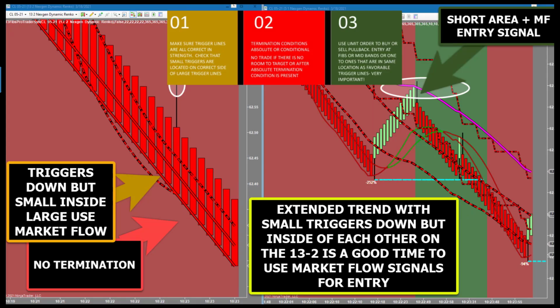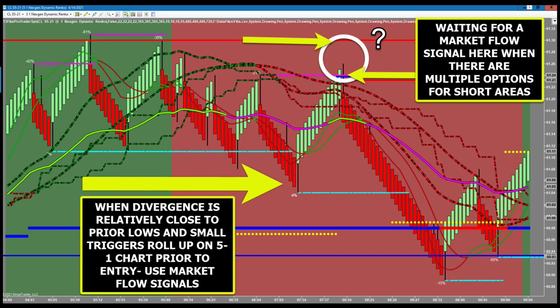Finally, we will look at conditions in which you should wait for a market flow signal before entering a position. During extended trends, when the market makes a pullback to a trend trade entry area such as the mid-band and large triggers, and divergence is present on the low, the rule that states waiting for a market flow signal should be applied here. Next, when there is divergence on the low, and that low is not much lower than a previous low, you should wait for a market flow signal when price reaches the trend trade area.